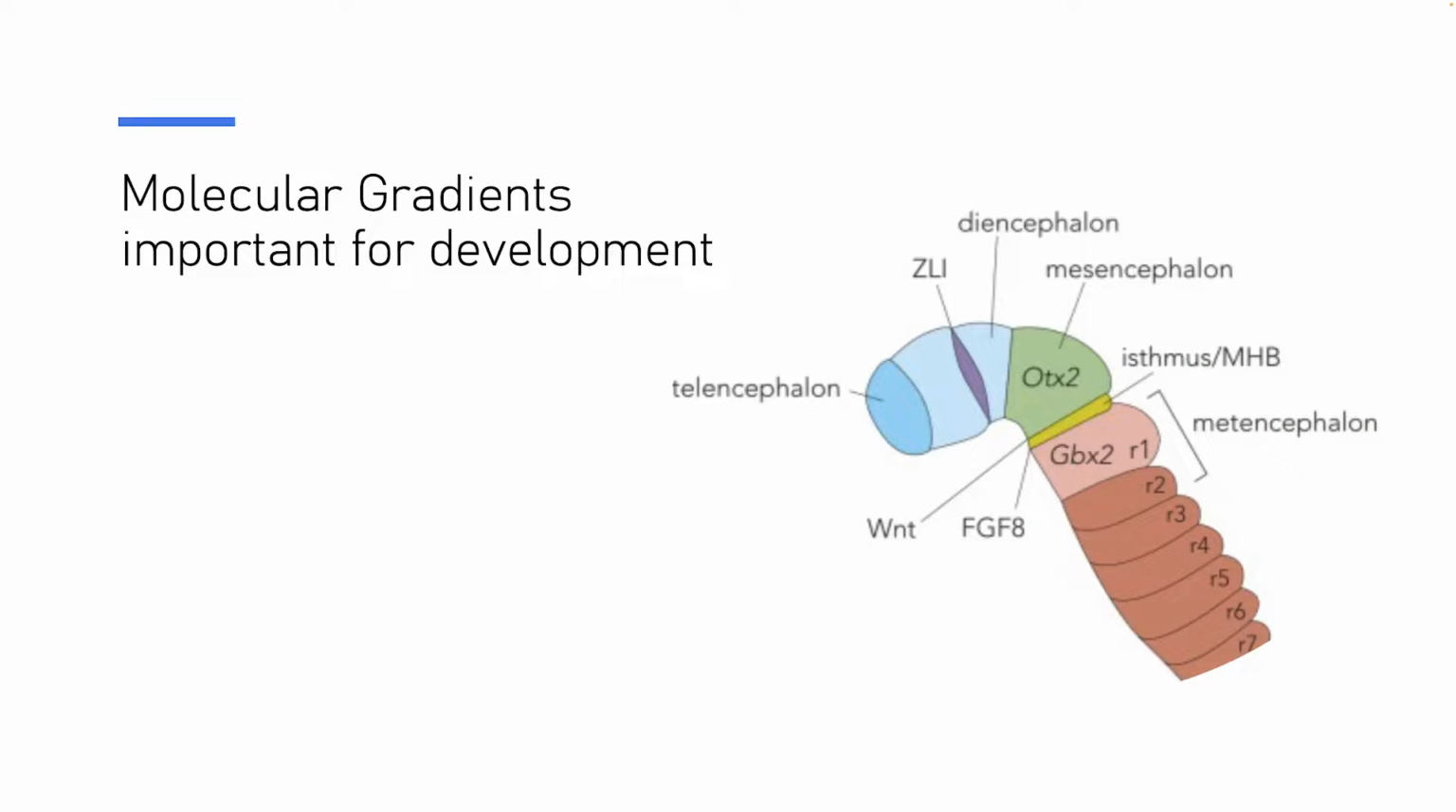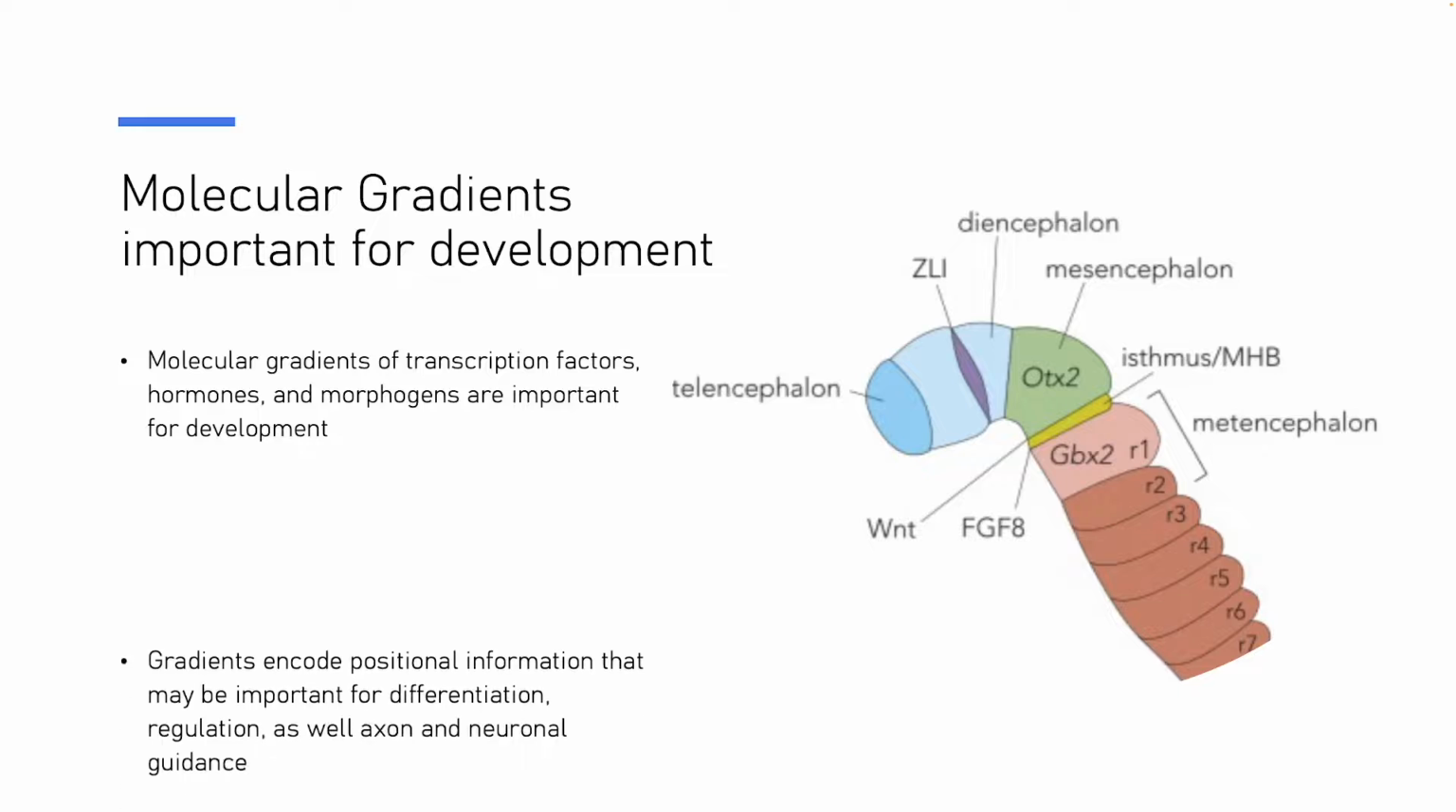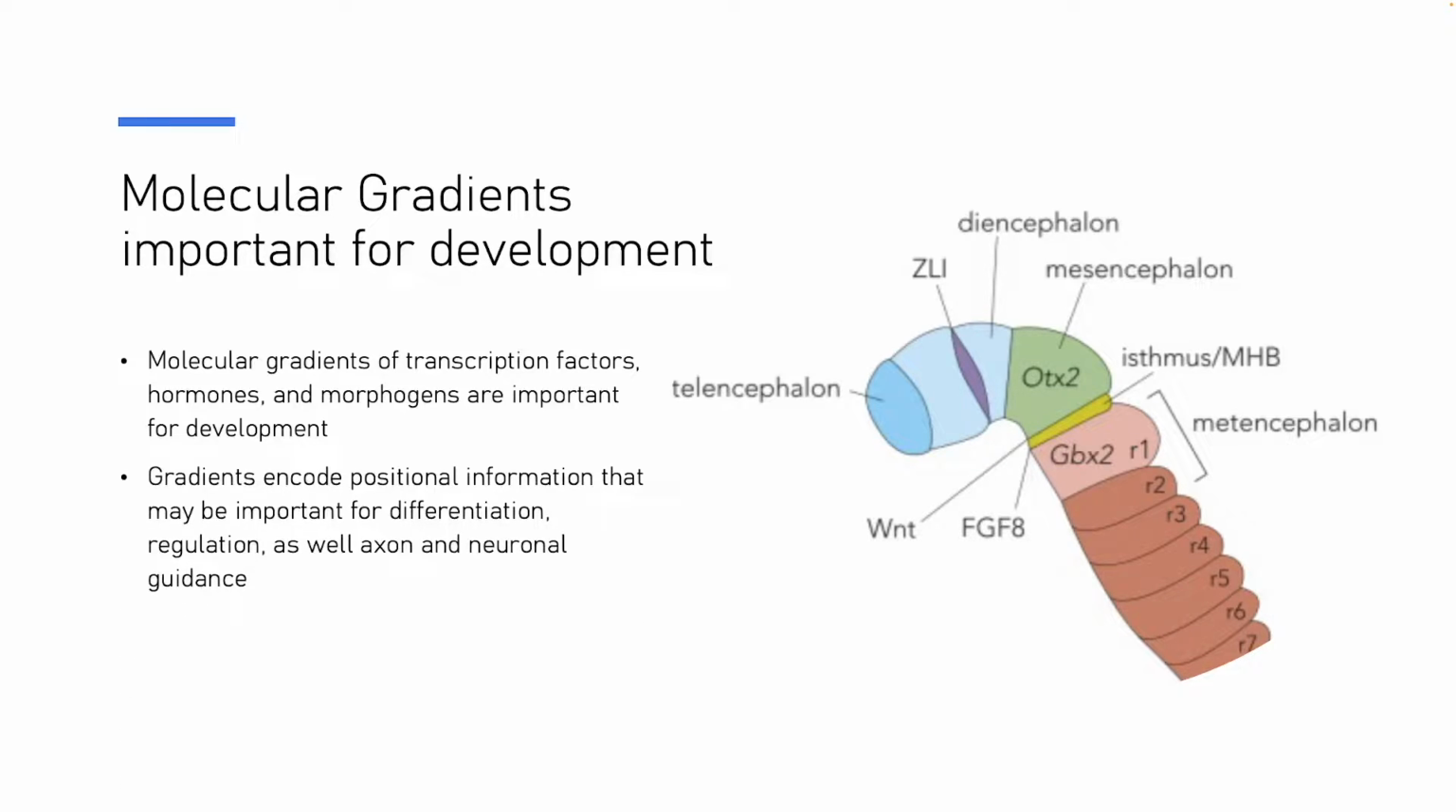It's on molecular gradients and their translation to transcription factors and their effects. Molecular gradients are something that's very important in development. Molecular gradients can include such things like transcription factors, hormones, and morphogens. The gradient encodes positional data that can be used to help determine cell fate or differentiation, regulation, as well as axonal and neuronal guidance, all of which helps develop the regionalization of our complex brain.